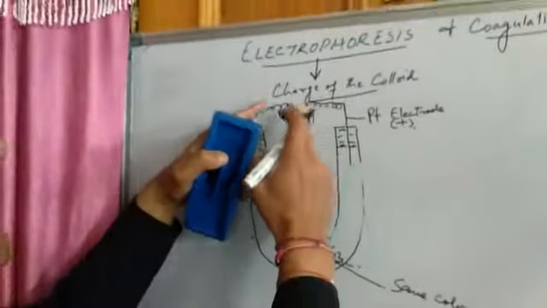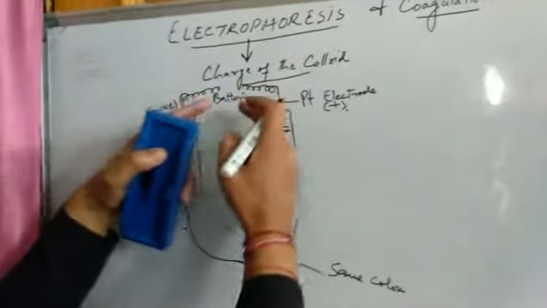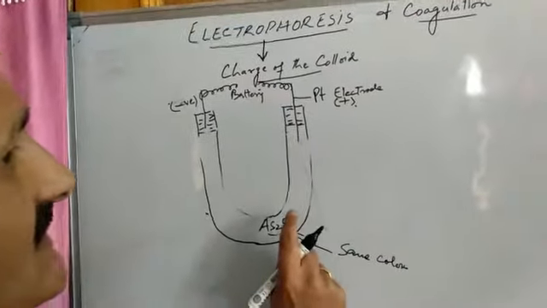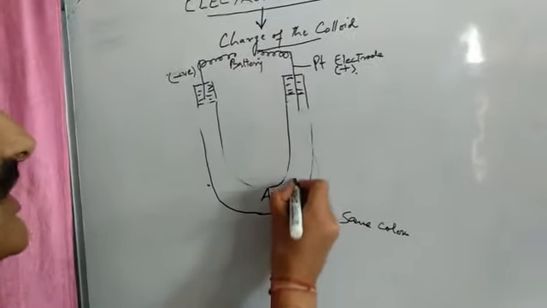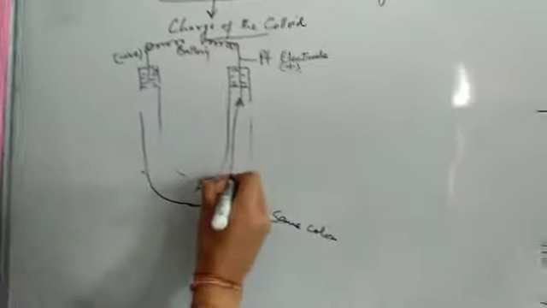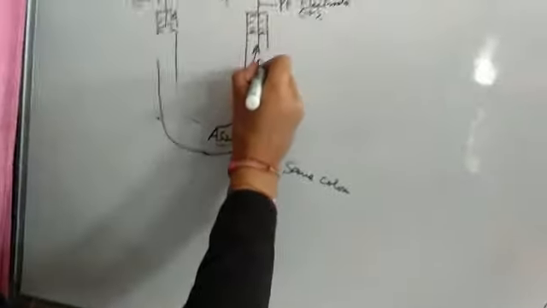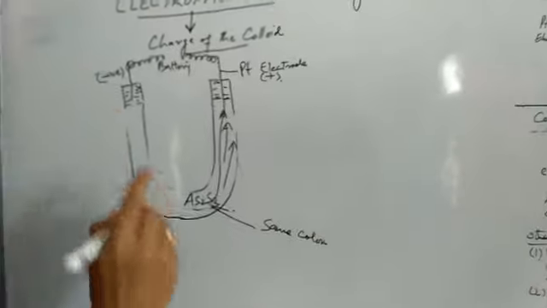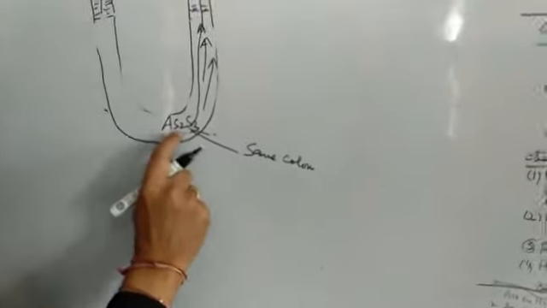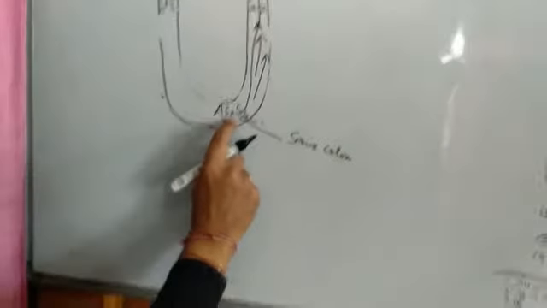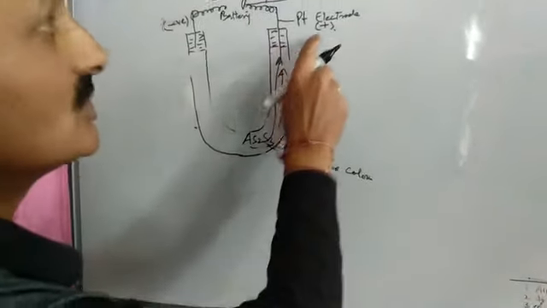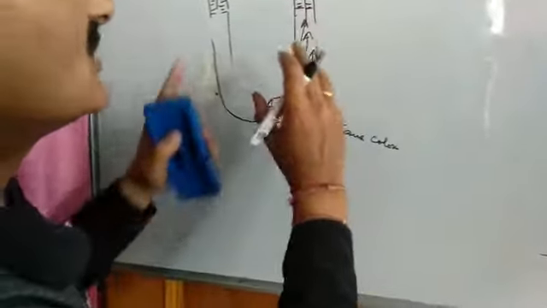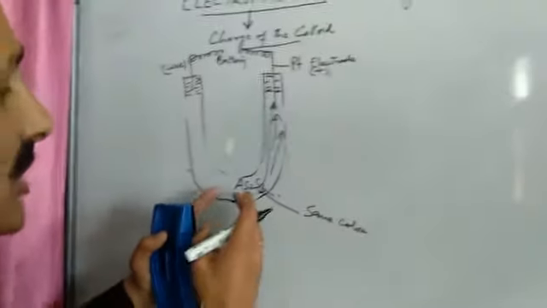But once we connect the battery, what happens? The color of this colloid becomes intense, and the colloid moves towards the positively charged electrode. These particles begin to move towards the positively charged electrode. What does it mean? It means that this colloid, arsenous sulfide, is negatively charged, because its particles have moved towards the positive electrode. So this is how we can determine the charge of the colloid.